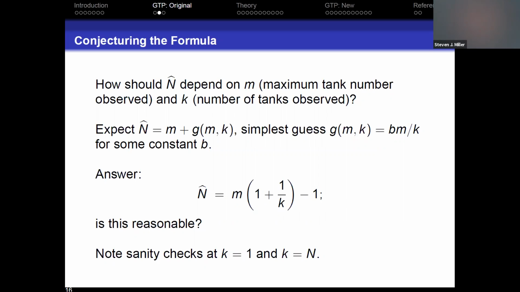The other extreme is imagine K equals N. Imagine we observe every single tank. Well, if we observe every single tank, then M has to equal N as well, and we would get N times (1 plus 1 over N) minus 1, and when the dust settles, you get capital N back. So these are very reasonable. Now, what makes this problem challenging is the answer depends on both M and K. And it depends on M divided by K. M and 1 over K multiply together. So it's going to be a complicated relationship, and this is going to cause some interesting complications.